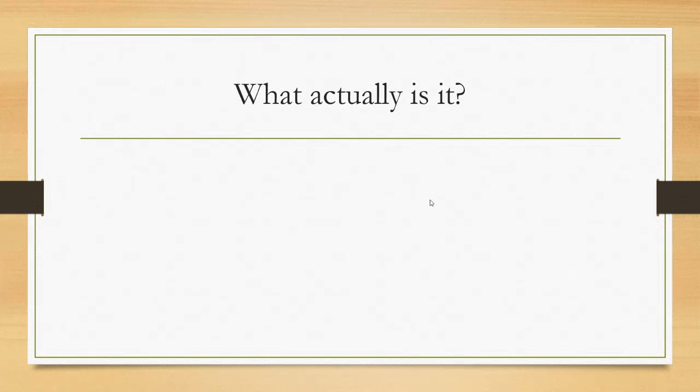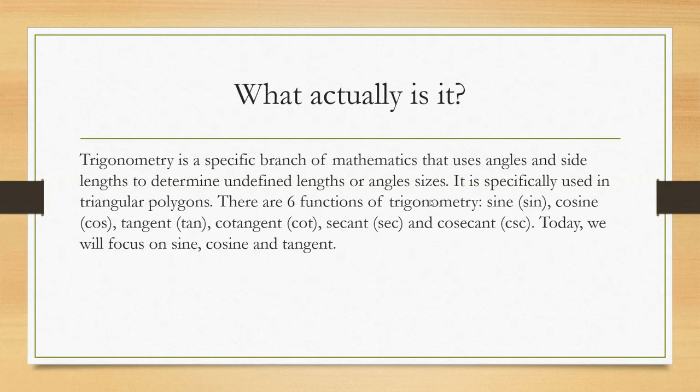So, first thing, let's go simple. What is trigonometry? Trigonometry is a specific branch in mathematics. Think of math as a tree, and trigonometry is one branch, just like Pythagoras theorem and adding and subtracting and all that. It uses angle and side length to determine undefined lengths or angle sizes. It's specifically used in triangular polygons, and there are 6 functions in trigonometry: sine, which is sin, cosine, cos, tangent, tan, cotangent, cot, secant, sec, and cosecant, CSC. Today we're going to be focusing on sine, cosine, and tangent.